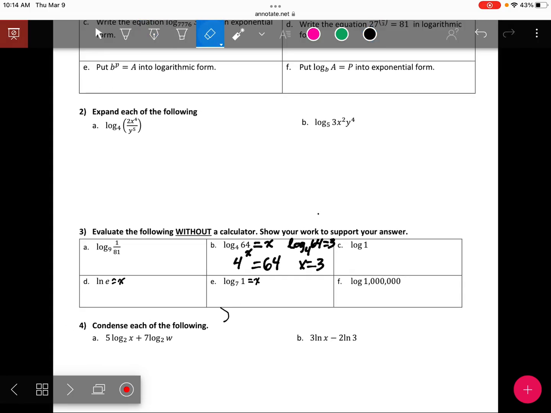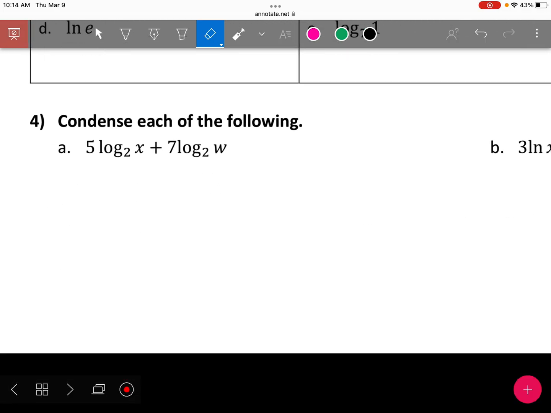Which one do you want to work through? Isn't there a 4A? Absolutely. Let's condense it.